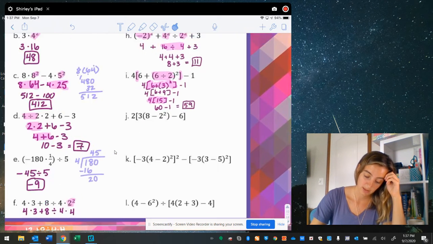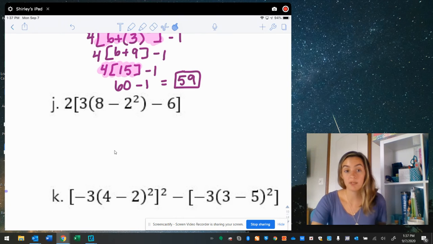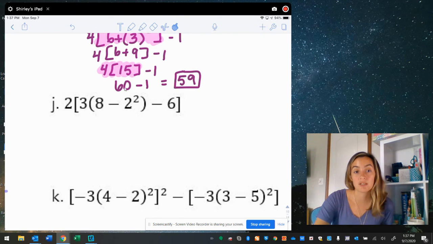J, again, I have two grouping symbols. Start with my innermost set first. Inside that inside set, I have subtraction and I have exponents. So I need to make sure anytime I'm inside parentheses, I restart my orders of operation.